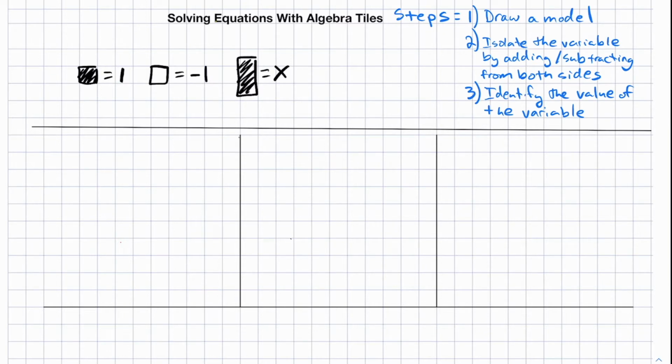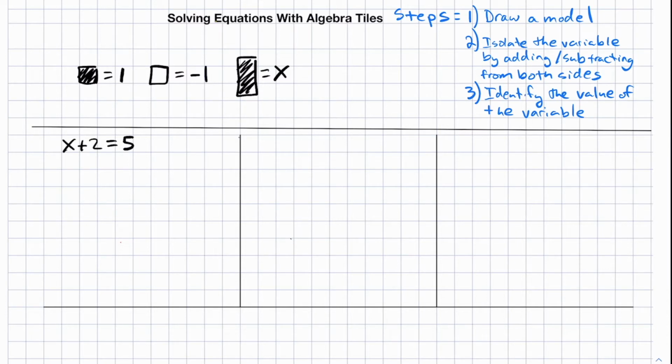And so for that method, we have a couple steps. We'll draw a model. We will isolate the variable by adding or subtracting from both sides, and then finally we'll identify the value of the variable. So let's do this with a simple equation that we probably all could answer. X plus 2 equals 5. You could look at that and probably think, what unknown value for x would make that true? It's going to be 3, but we'll show again how we can do this with algebra tiles and then make progressively more challenging equations that we can solve.